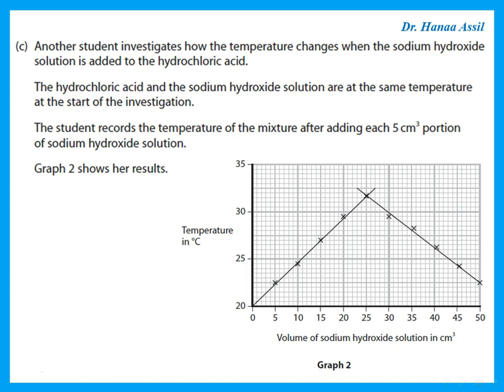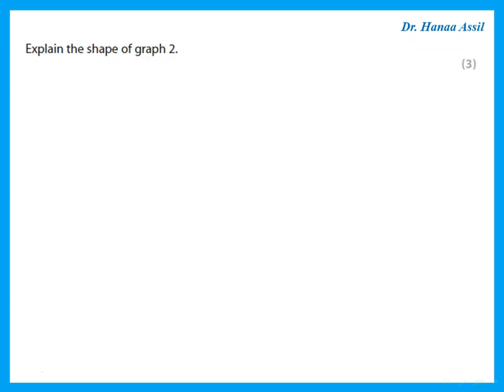Another student investigates how the temperature changes when sodium hydroxide solution is added to hydrochloric acid. The hydrochloric acid and sodium hydroxide solution are at the same temperature at the start of the investigation. The student records the temperature of the mixture after adding each 5 cm³ portion of sodium hydroxide, and the graph shows her results. So explain the shape of graph 2.